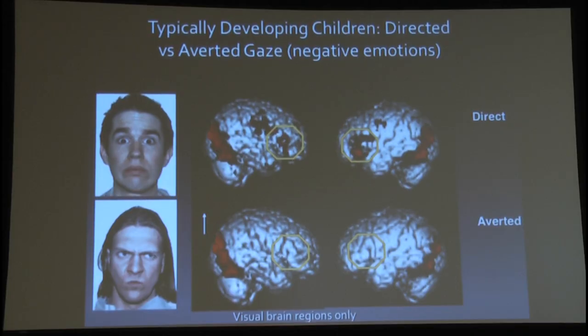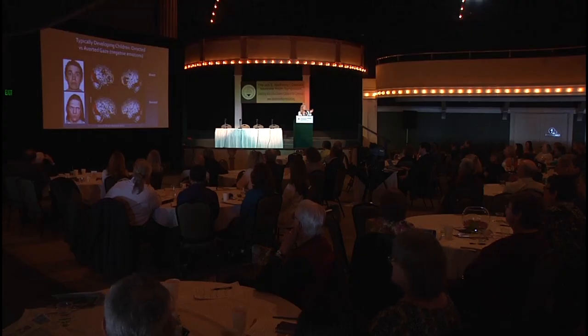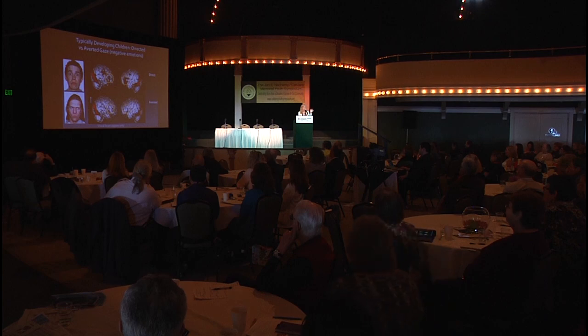So these are typically developing kids, so this is a typical pattern. And you will see our old friends in the frontal lobe here, right? Same visual regions as before because they're looking at faces, but the frontal lobe is active when they're looking directly at these faces. Same faces, tiny aversion, look what happens in the brain. Literally, you're seeing the exact same thing with just a couple of millimeter shift in the eye gaze pattern, and the entire brain changes its activity pattern.